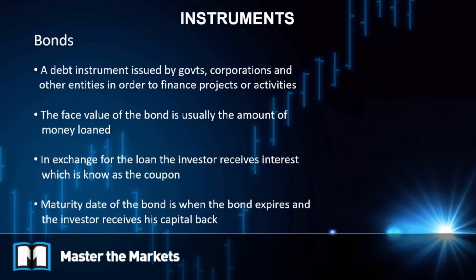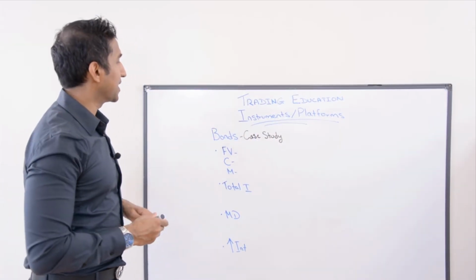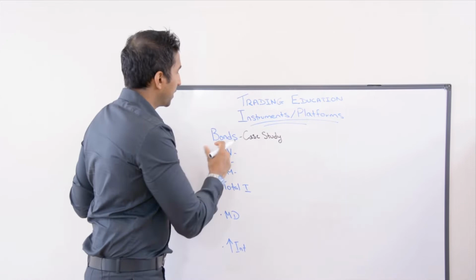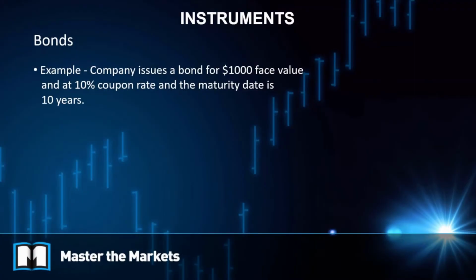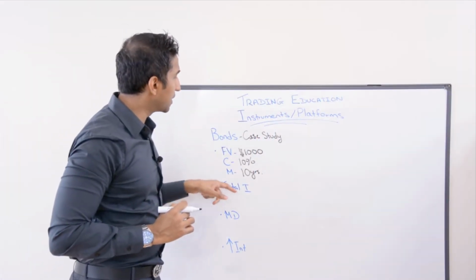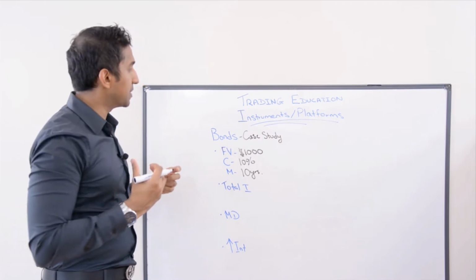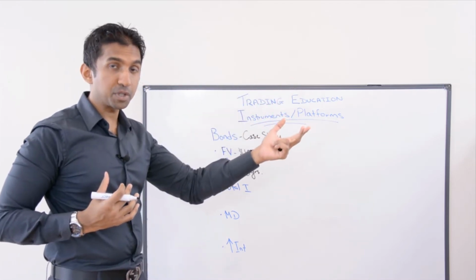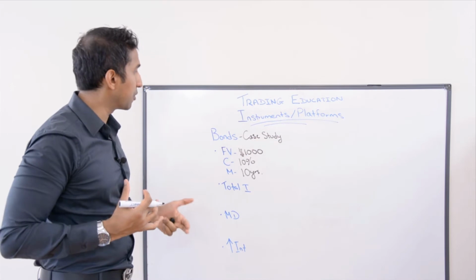Now let's look at a case study of these bond instruments. In this case study here, let's put an example of a face value of a bond being $1,000. And the coupon rate, which is the interest rate, let's put it at 10%, and the maturity date, let it be 10 years. So let's take it step by step. For example, if the investor has bought the bond, that means he has given $1,000 to the corporation or to the government, just issued the bond.